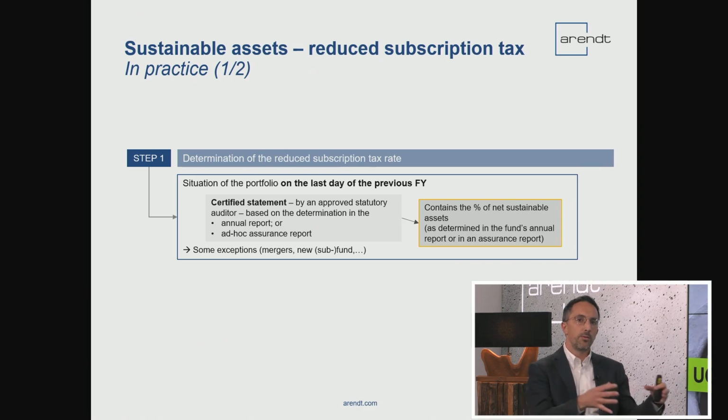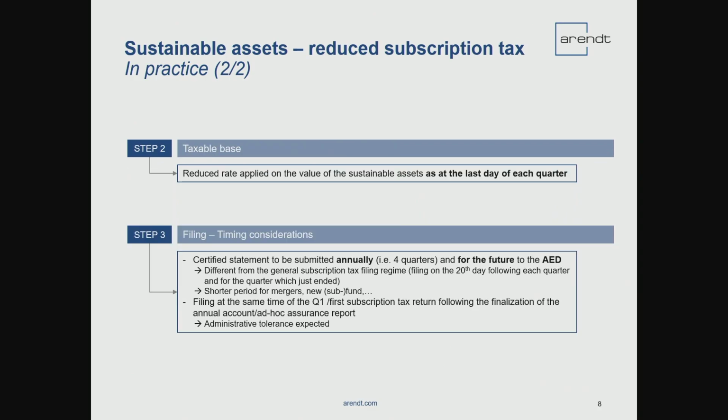So you have the annual report on the one hand, and a separate certified statement which certifies the percentage of the net sustainable assets. And with that certified statement, you can go to step 2, because on the basis of the percentage in the certified statement, you can determine the reduced rate, as we had seen in the initial table, and you will apply that reduced rate on the sustainable asset as at the last day of each quarter.